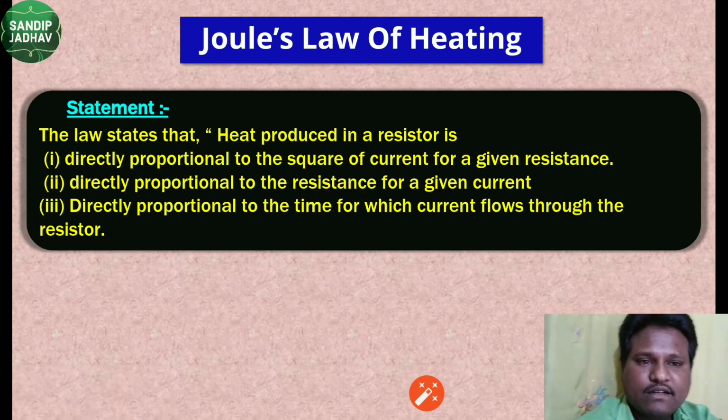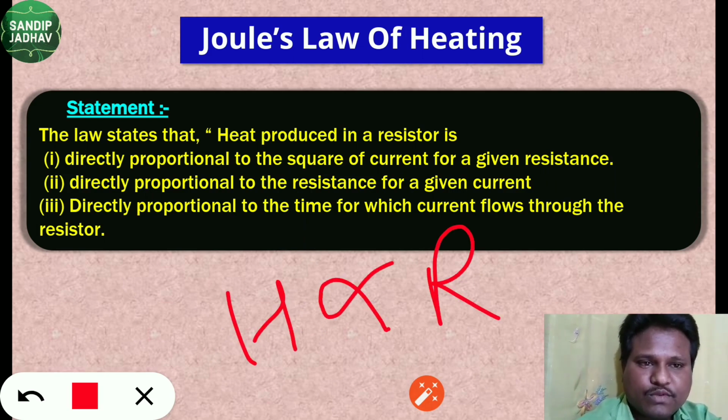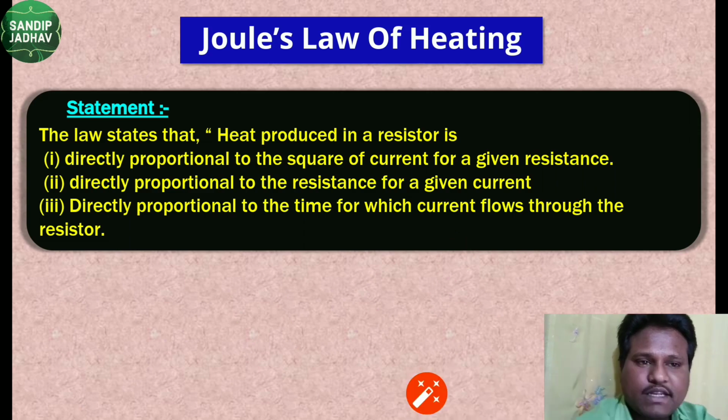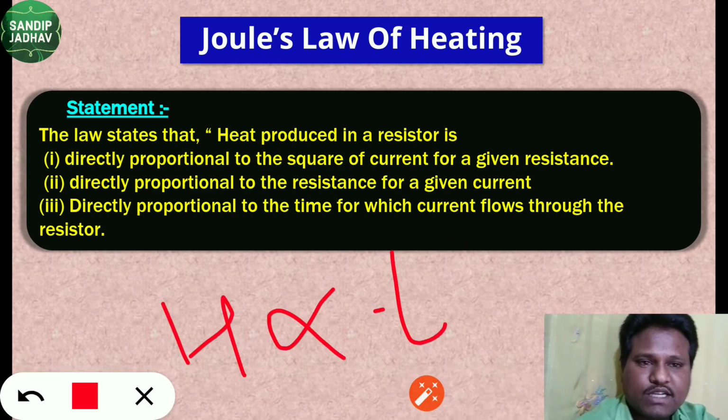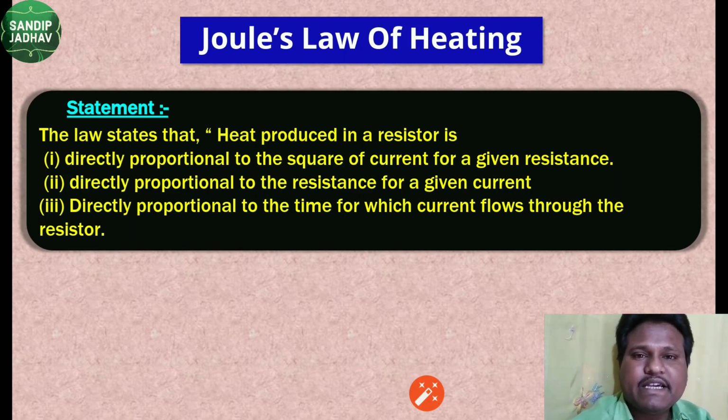We can also write the same law in a second statement. The heat energy is directly proportional to resistance, or we can also write heat energy is directly proportional to the time for which current flows through the resistor or any appliance or any conductor. So combining all these 3 equations, we can get Joule's law in the form of mathematics. We will discuss that later on. So the statement clearly indicates that whatever heat energy is produced is directly proportional to the square of current, directly proportional to the resistance of the circuit, and directly proportional to the time for which current is flowing through the circuit.